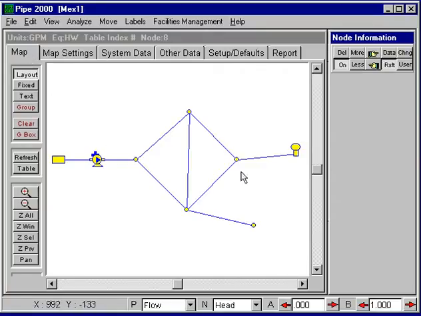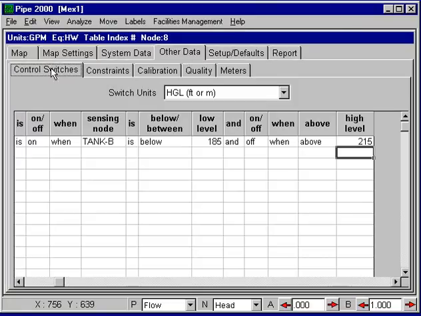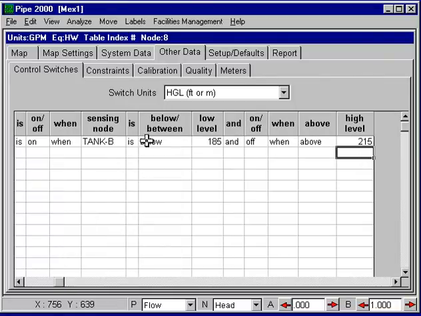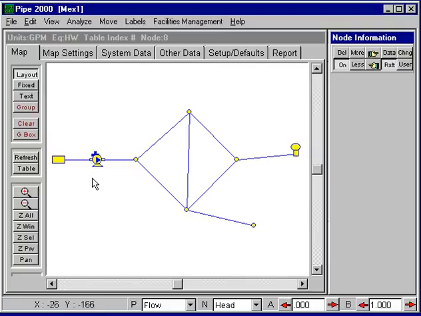Now further to illustrate the fourth type of data, the control switch data, we're going to control this pump off the tank level. What we'll do is turn the pump on whenever the level drops below 185 and turn it off when it gets above 215. The setup here is under other data, control switches. We can go over and look at this. For pump 1 we can select on or off, but we put on when the tank is below 185, and it's off when it goes above 215. So that sets up the scenario that we want.